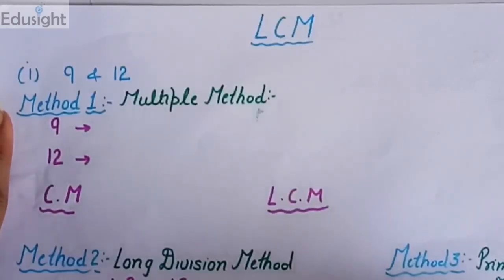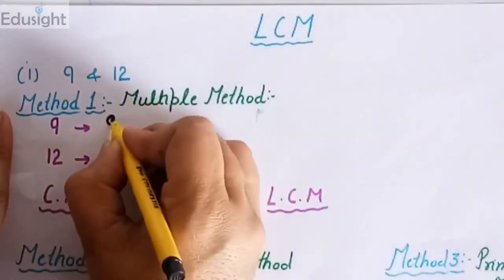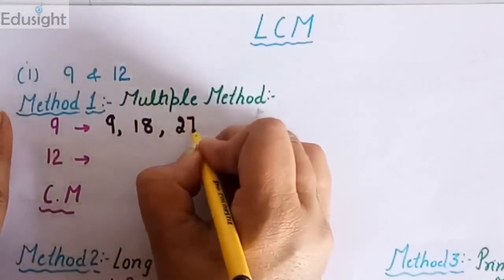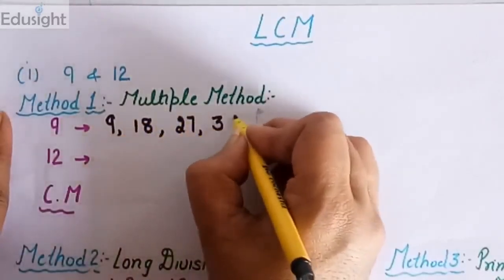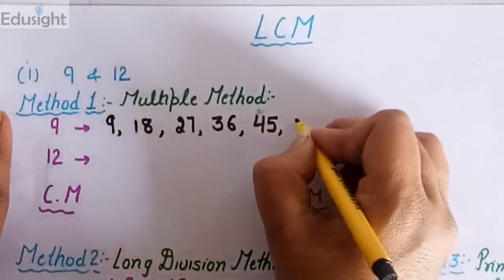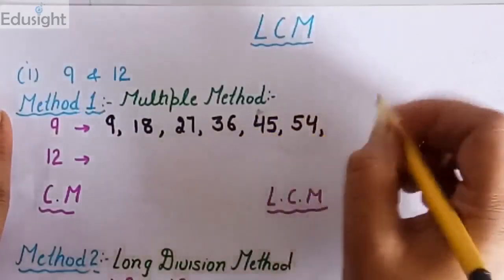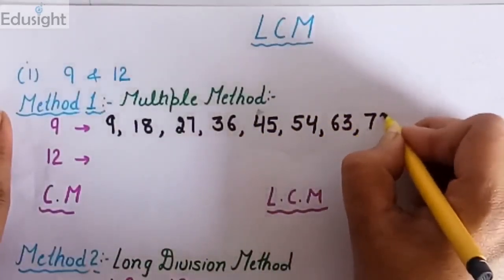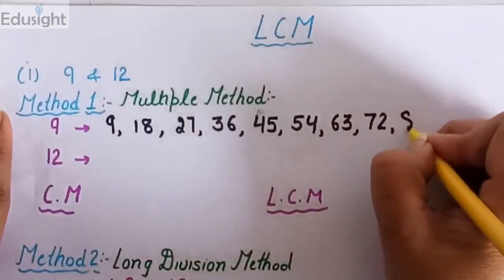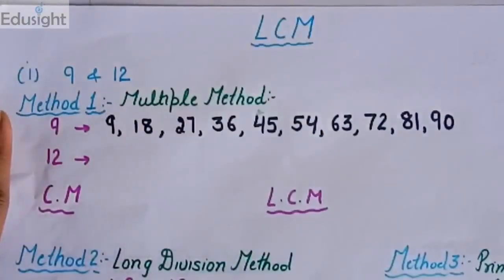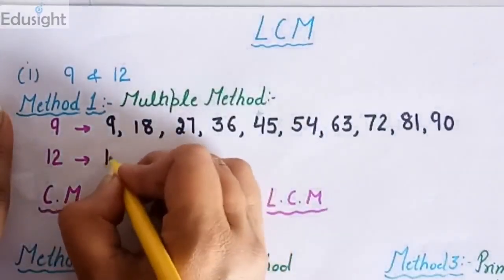First we are going to write down the multiples of 9 and 12. Multiples of 9 are 9, 9 twos are 18, 9 threes are 27, 9 fours are 36, 9 fives are 45, 9 sixes are 54, 9 sevens are 63, 9 eights are 72, 9 nines are 81 and 9 tens are 90.